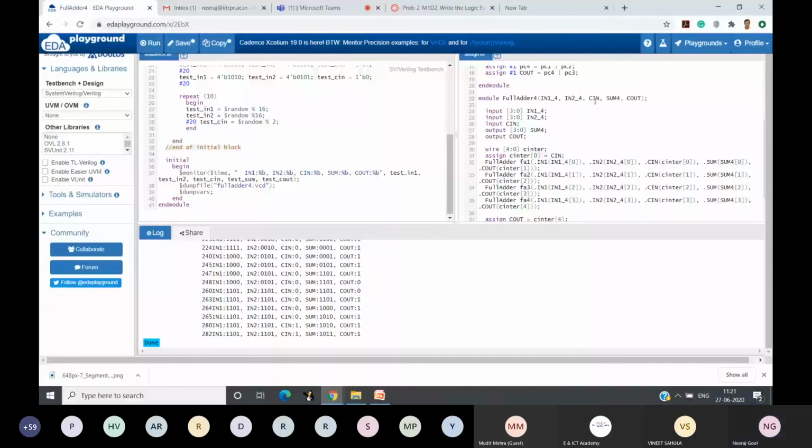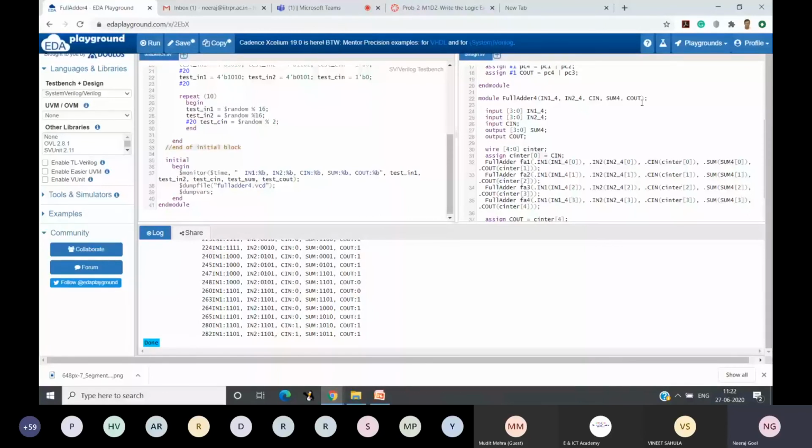So remember when we were discussing a couple of minutes back, we were saying the total number of inputs, if it is a 4-bit adder, is 4 inputs of A, 4 inputs of B plus C in. So that means 9 inputs plus 5 outputs. Now we have clubbed all the 4 inputs of the first operand into IN1_4. Similarly, the 4 inputs of the second operand have been combined into IN2_4.